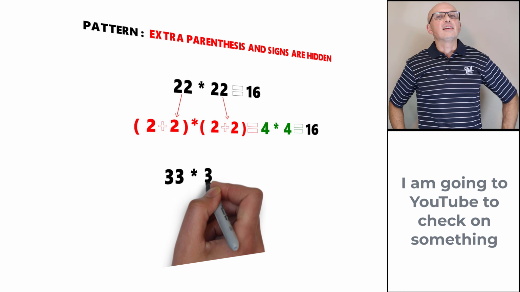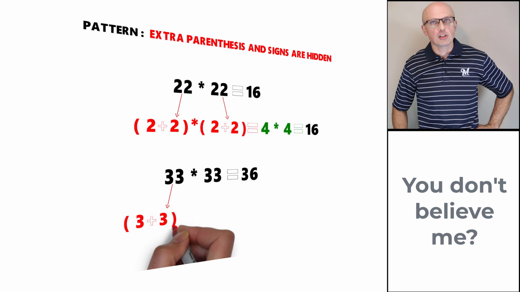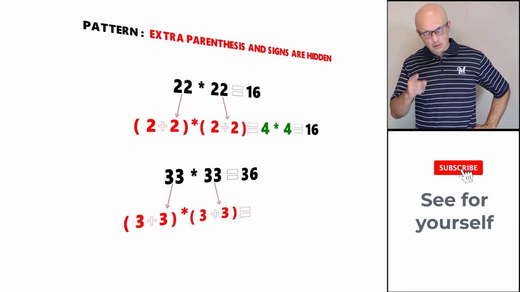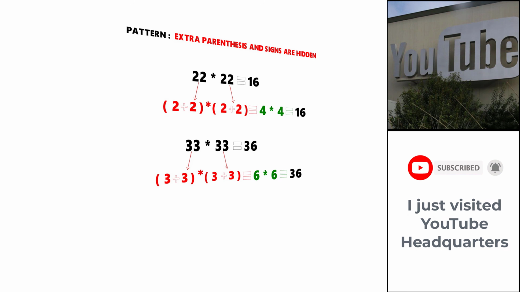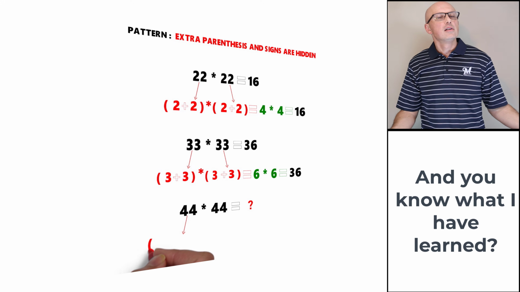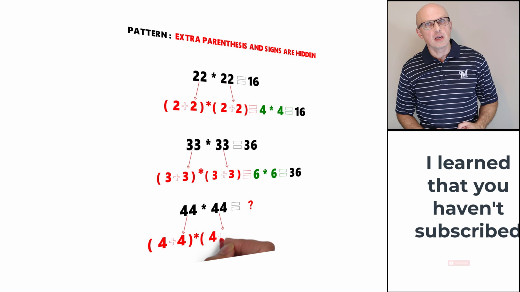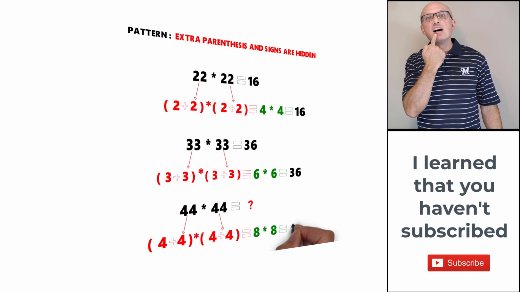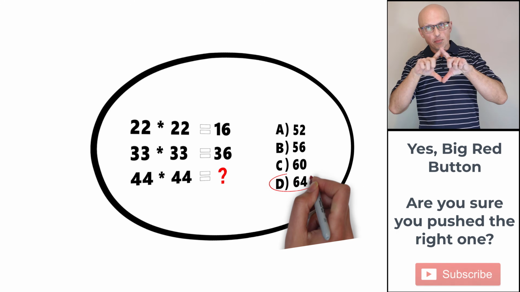Same thing with 33. If you add in parentheses 3 plus 3, multiplied by another set in parentheses 3 plus 3, you will be multiplying 6 by 6 and the result will be 36. So the correct answer here is the set in parentheses 4 plus 4 multiplied by another set in parentheses 4 plus 4, which would be multiplication of 8 by 8, and the end result of this would be 64. So the correct answer here is choice D, 64.